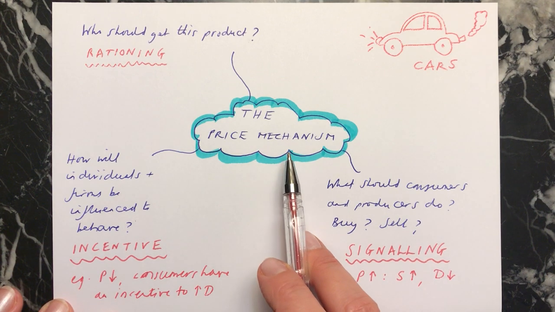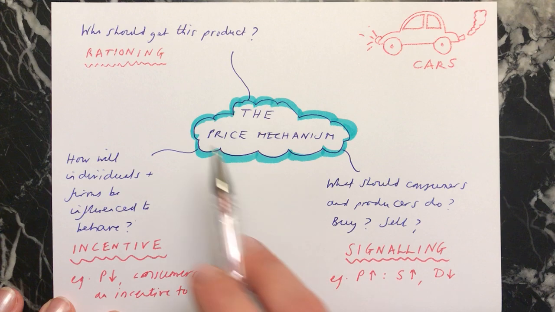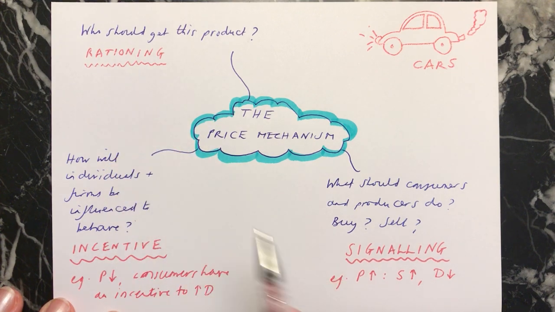So the price mechanism is very useful. It acts as a rationing device. It also signals to producers and consumers what they should do. And it acts as an incentive. It's something that makes consumers or producers want to behave in a certain way.